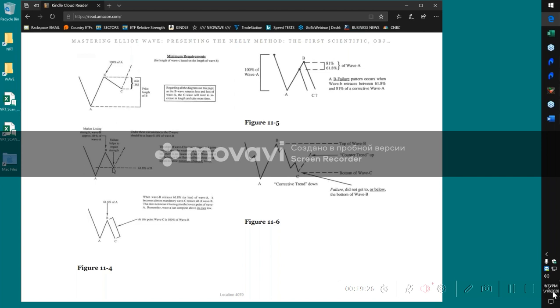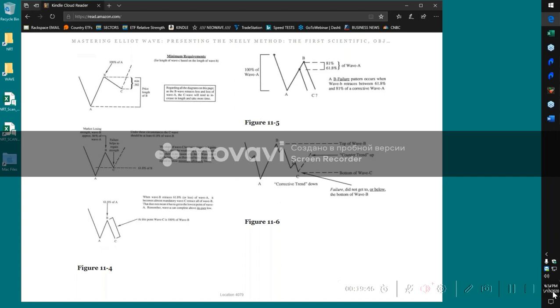If the B wave fails and the C wave fails, well, then it sort of neutralizes each other, and it's hard to tell what's going to happen next, but it still should at least produce behavior equal to or greater than the B wave itself. If the B wave is only around 61% or less, it's virtually mandatory the C wave is going to make a new low.